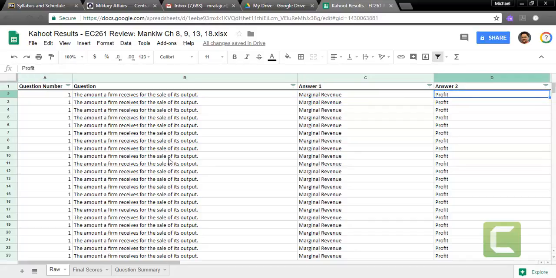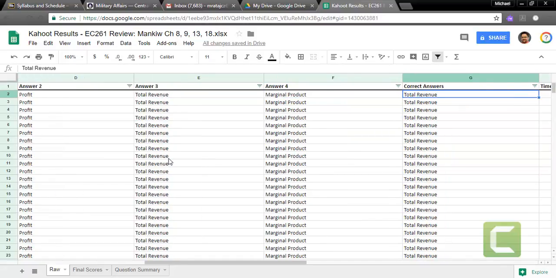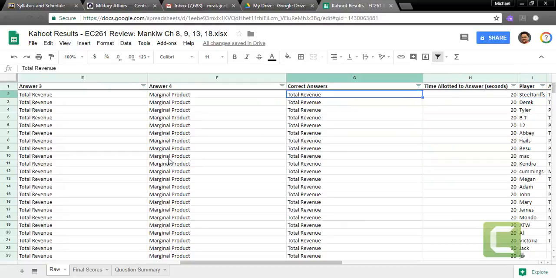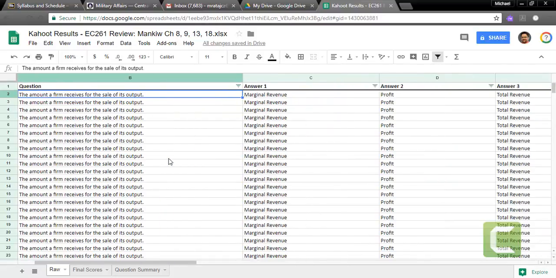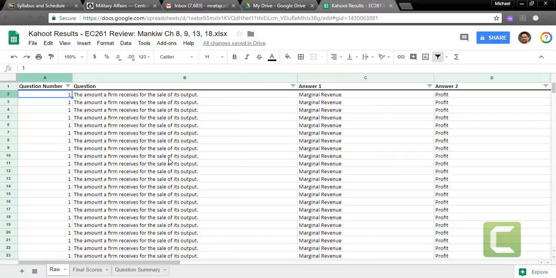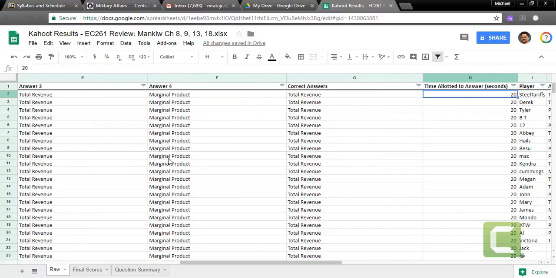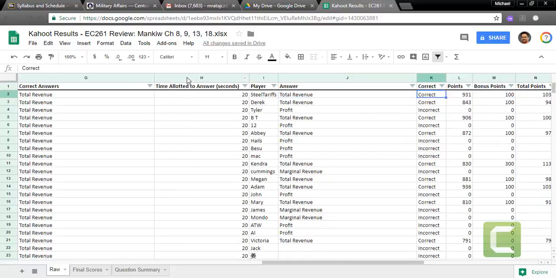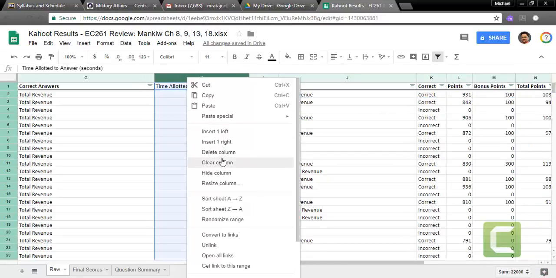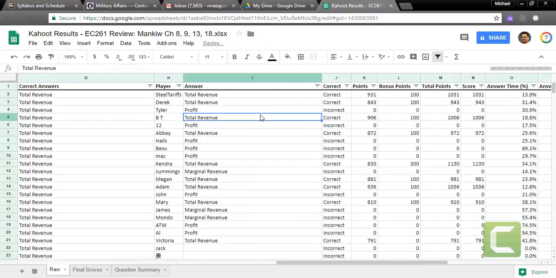So here's how it works. You don't need to be a rock star. You don't need to be a BI major to be able to look at some data. That's the beautiful thing about that. You've got all the questions and the answers and which one's the correct answer. Time allotted, we don't really need that 20 seconds there for simplicity. I'm just going to delete it for us so you don't even get bothered by that.